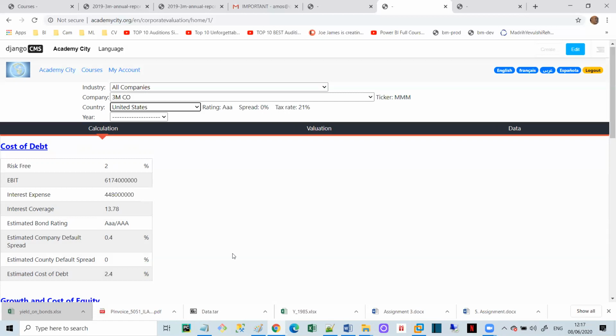Sorry, can I ask a quick question? Sure. Is the spread what we're using for cost of debt? This is the spread for 3M, 0.0%. It's really almost nothing. So I'm adding to the 2%, the risk-free, the 0.4. So my estimate of RD, what we always call RD, is 2.4.